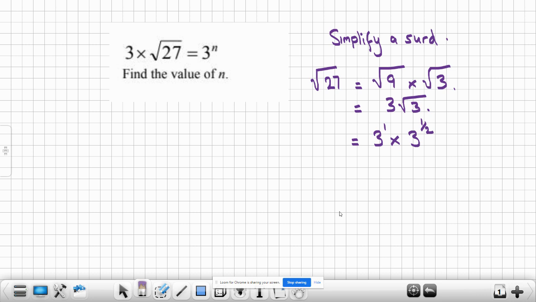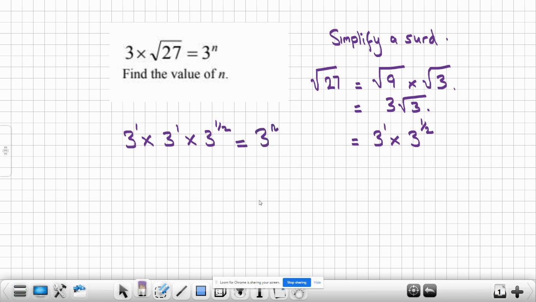So there's lots of stuff that we need to know and feel confident about. We need to be able to simplify a surd, and then we also need to know how to write the notation using indices. So now we are in a position to maybe think about solving this. I'm going to substitute in. So I've got 3 times, and then I've changed this root 27 to 3 to the power of 1 times 3 to the half, so we've also got that with the indices. Okay, so I can rewrite it like that.